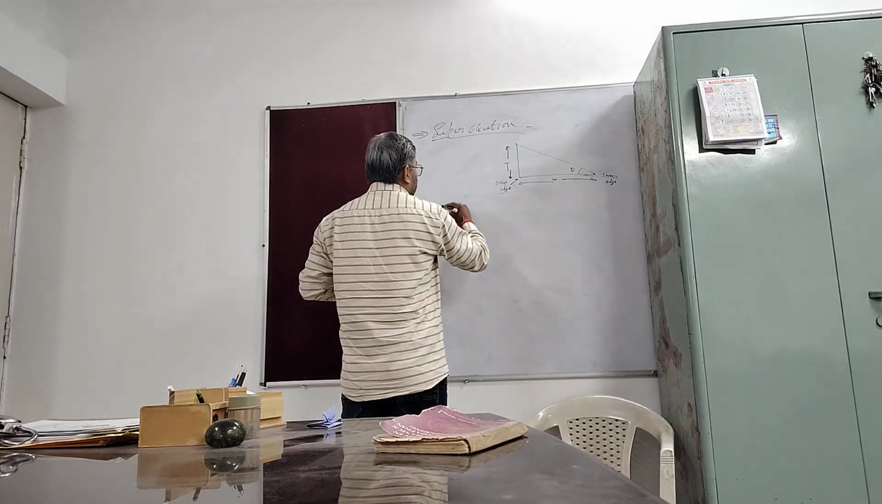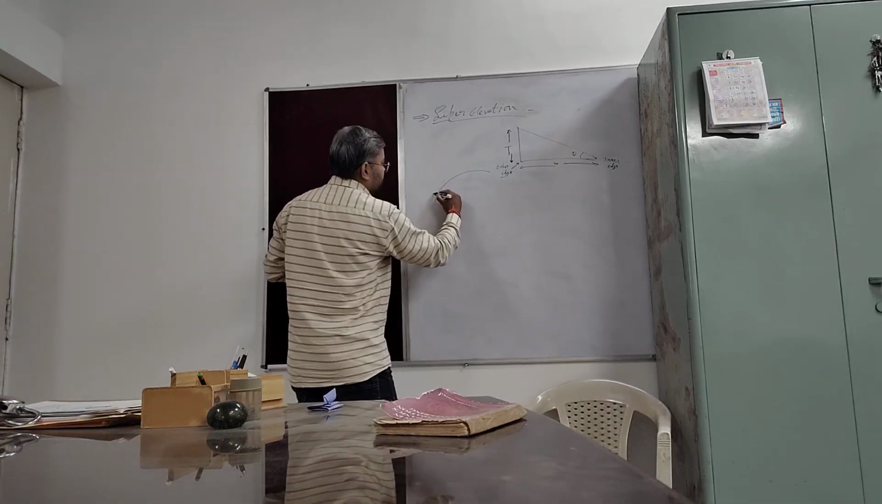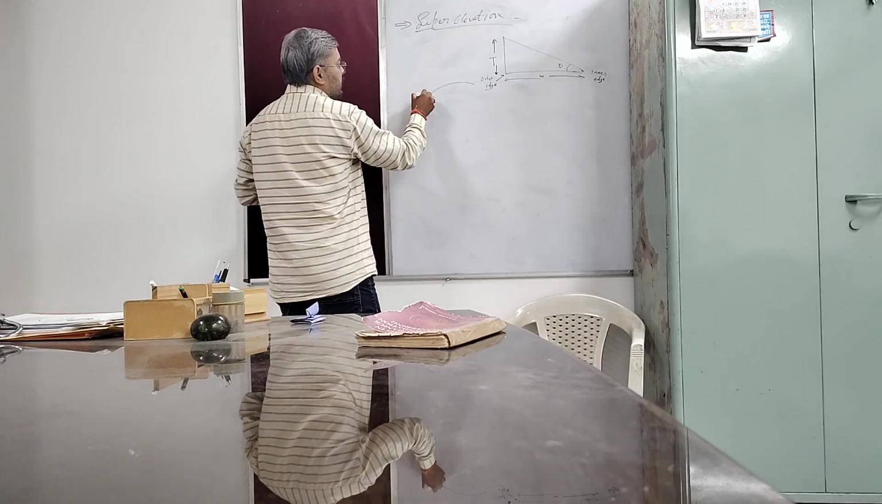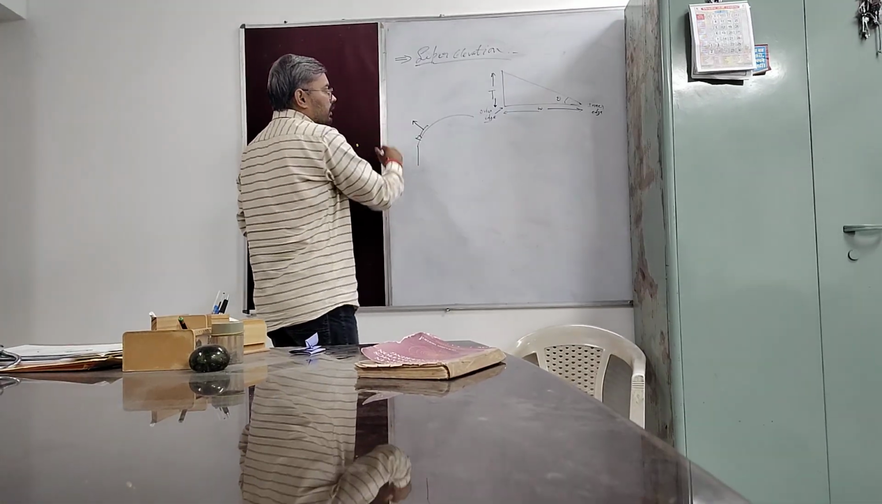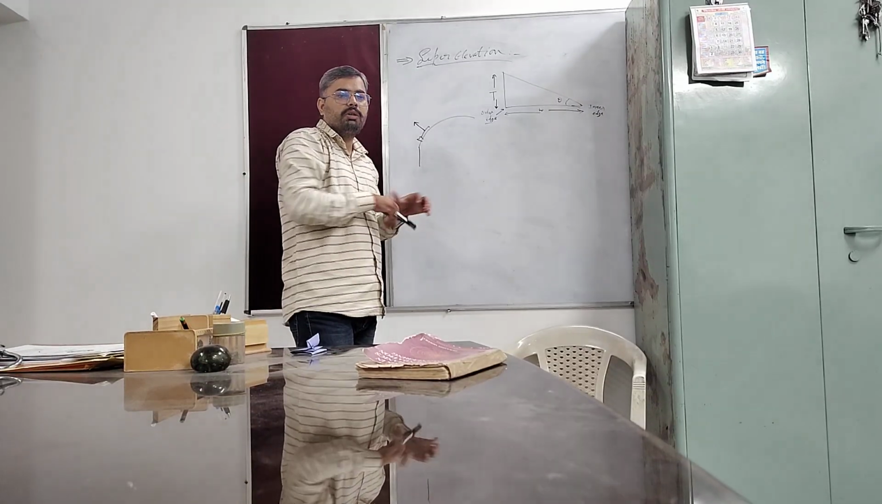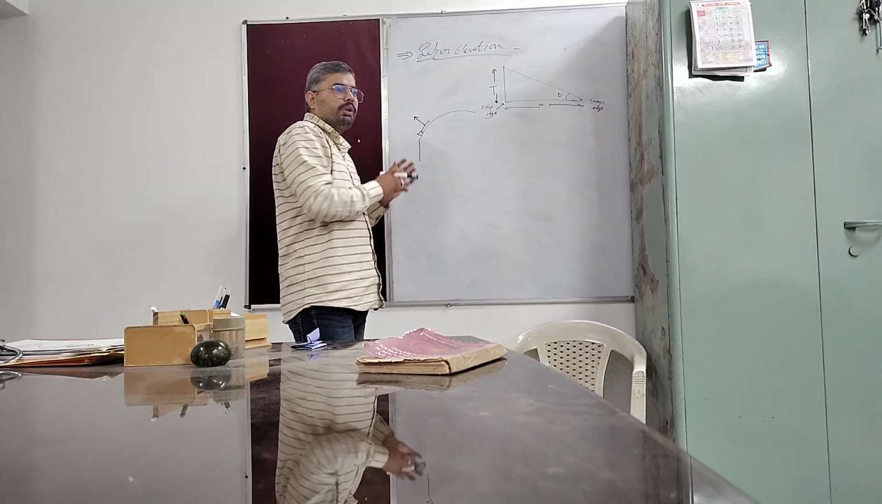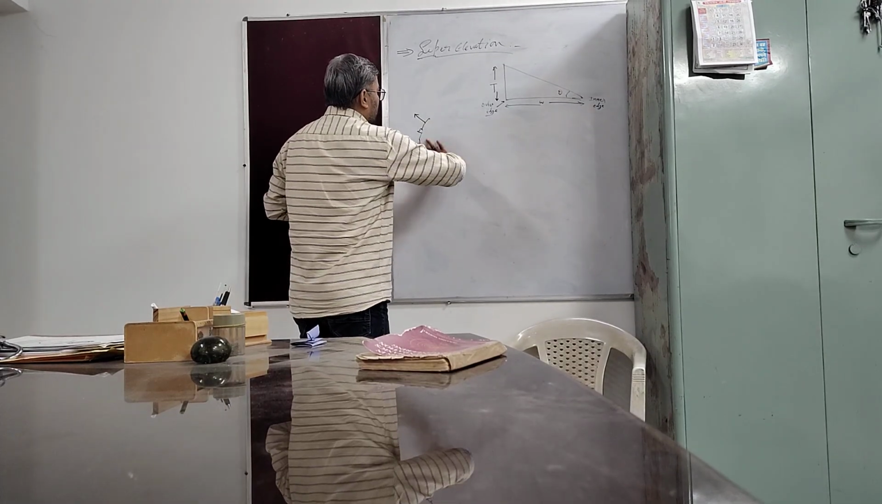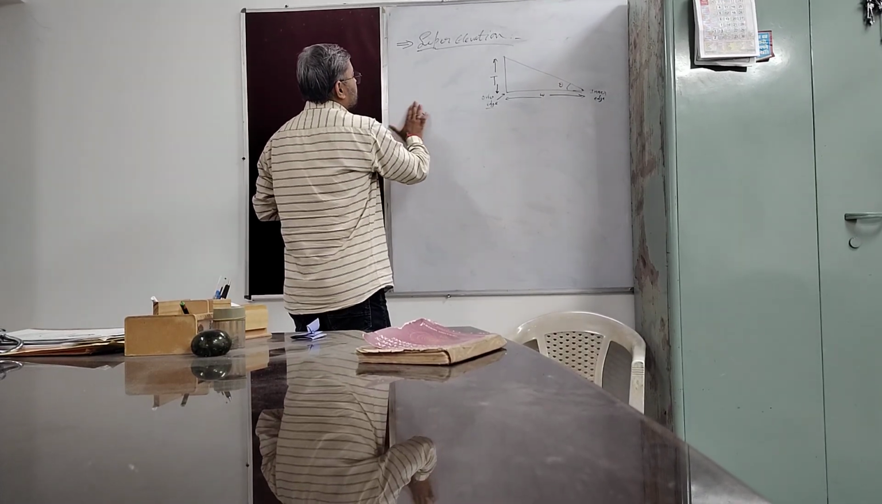Okay, when a vehicle is traveling on a horizontal road, the vehicle is pushed outward. If we have not introduced super elevation on a horizontal curve, then that vehicle will go out of the alignment. That is the basic requirement for why we have to introduce super elevation.